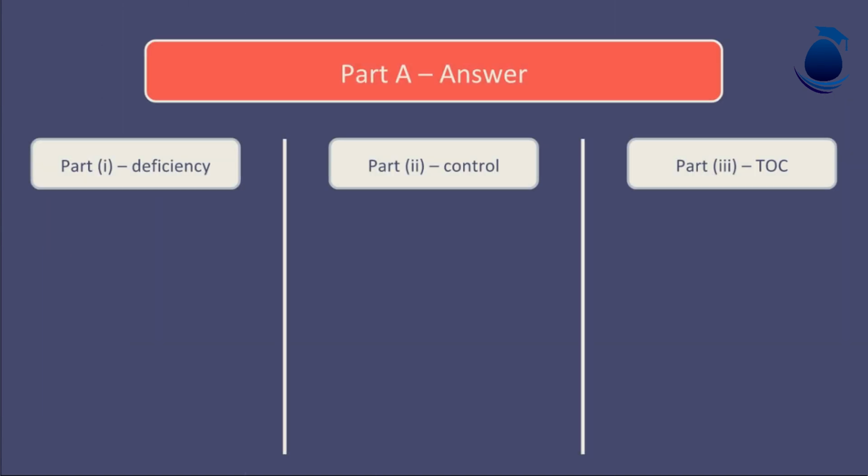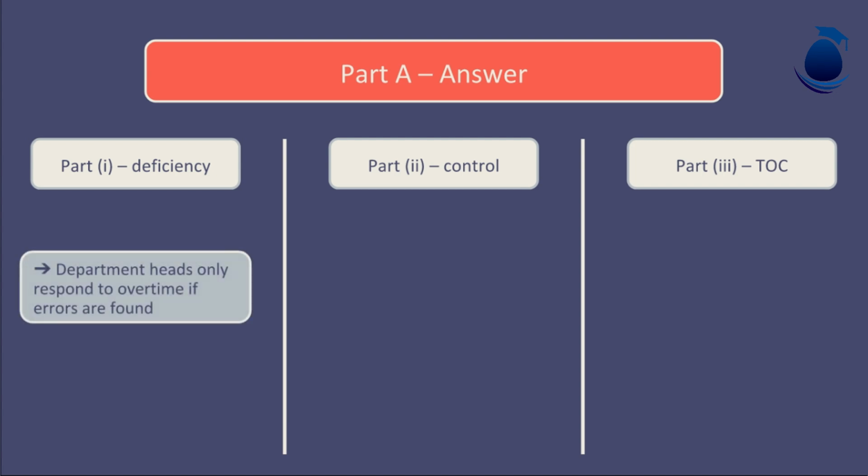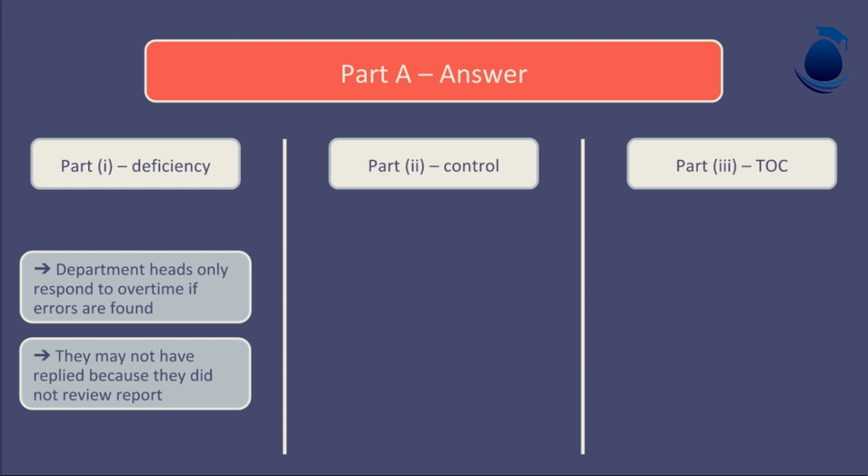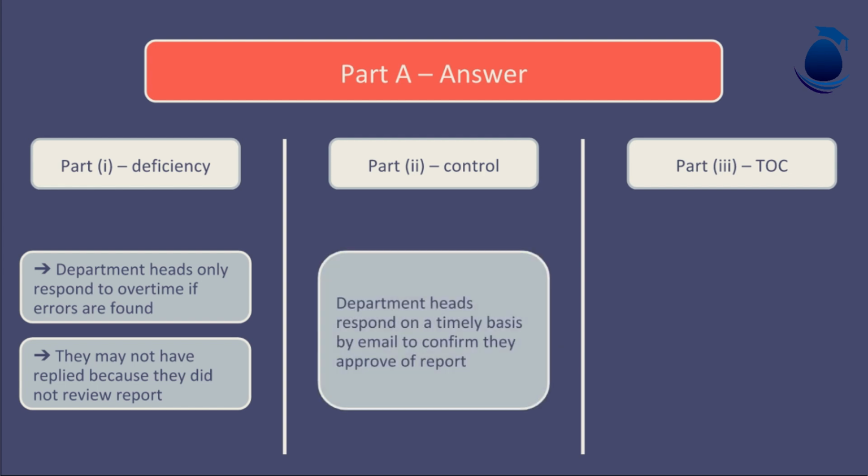Our fourth deficiency lies with the department heads, who only have to respond to the payroll department regarding the overtime worked report if there are errors recorded. This does not indicate that every report has been reviewed, as they may not respond because they've not reviewed it. The recommended control should be that the department heads must respond by email on a timely basis to the payroll department, that they approve of the overtime report before it is then used to process payments.